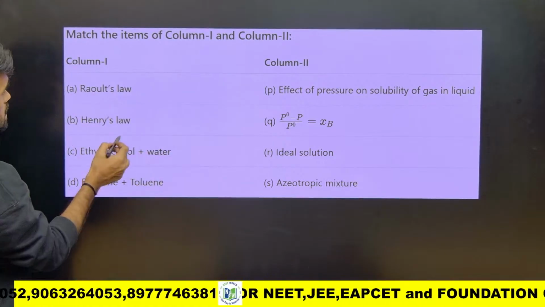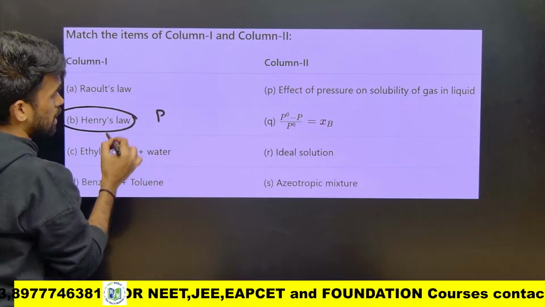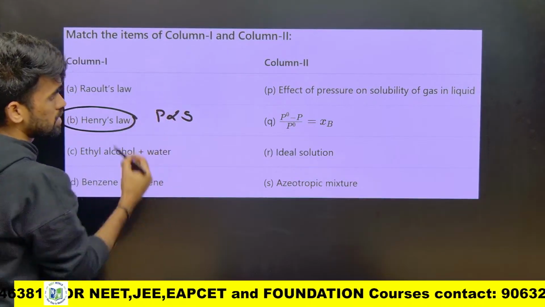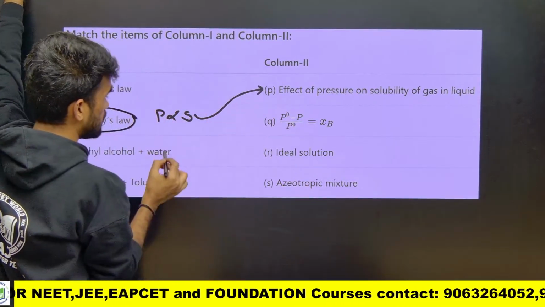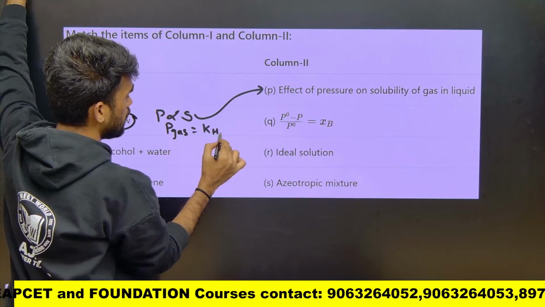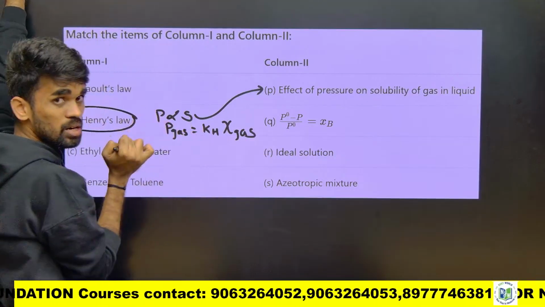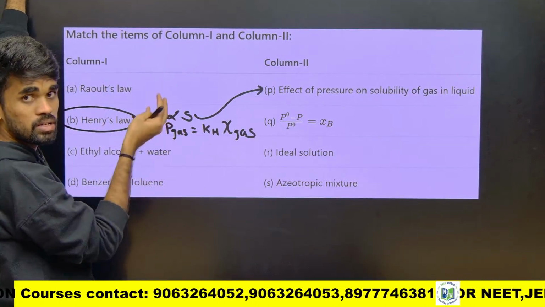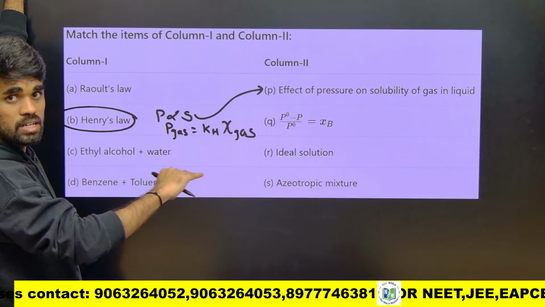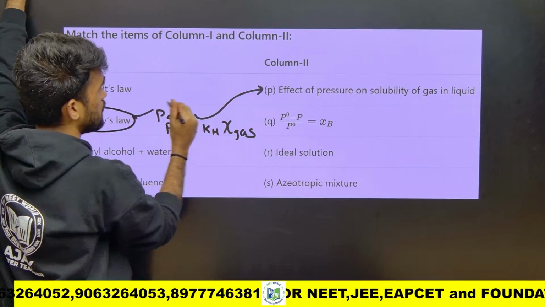So what is Henry's law? It gives the effect of pressure on solubility. Like this we have P gas equals K_H X gas. Solubility is affected by what? Pressure. The more the pressure on the gas which is present on the surface of a liquid, the more is its solubility. So that is what Henry's law says.